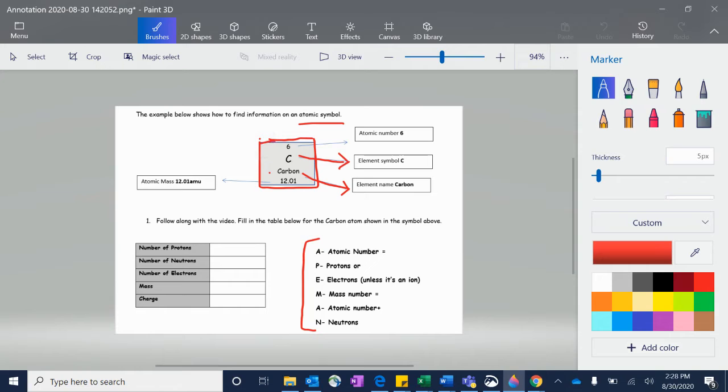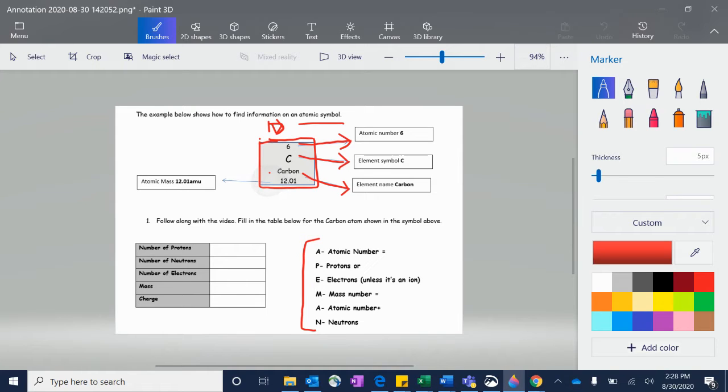Then this is a super, super important piece of info. We have something called the atomic number. For carbon, it's 6. This is kind of like an ID number for that element. No matter what else is going on, if the atomic number is 6, that is a carbon atom. You will always know that.